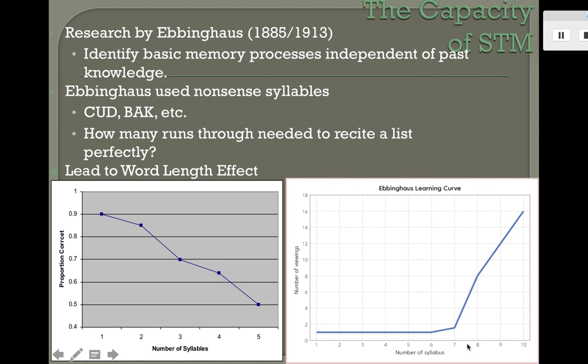So here, this also demonstrates this idea that George Miller proposed for us, of 7 plus or minus 2. Because you'll notice that exactly at the 7 value mark, in terms of the number of syllables, it starts getting really difficult for Ebbinghaus to learn this information with 1 run through. He probably starts needing 2 runs. Now with 8 syllables, he needs 8 times viewing this information. At 9 syllables, he needs 12 views. And at 10 syllables, he needs 16 views to be able to recall all of the items prior to that.